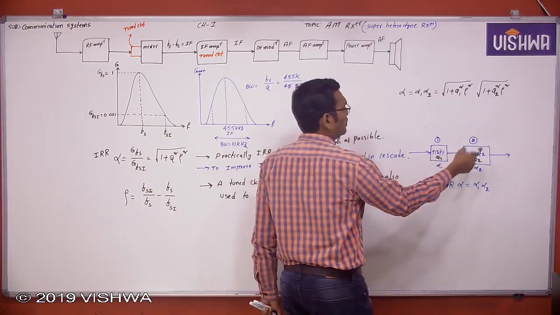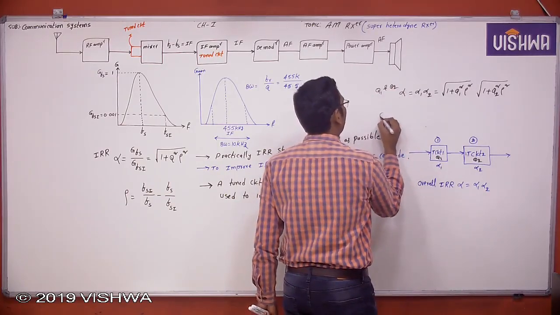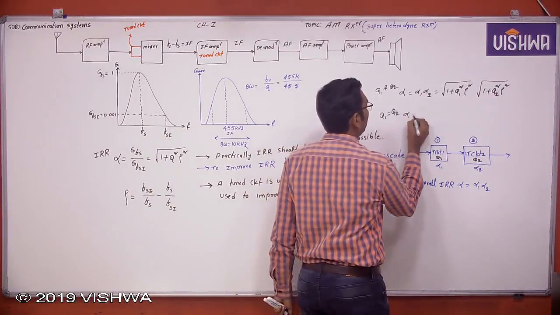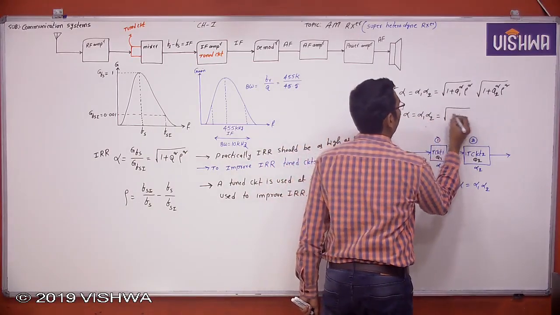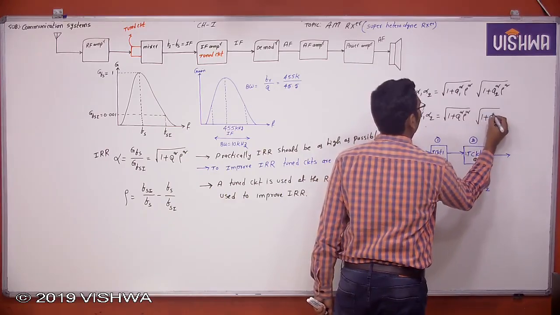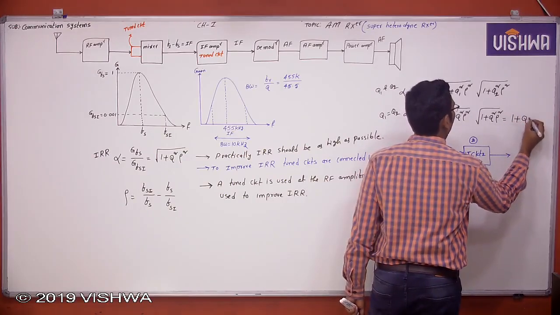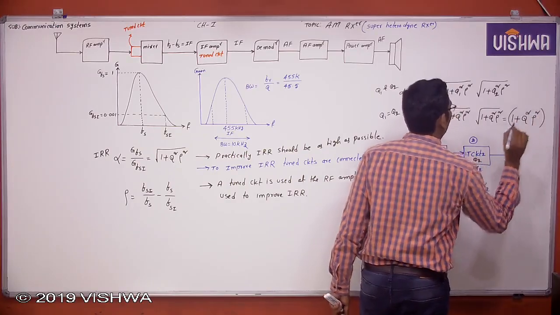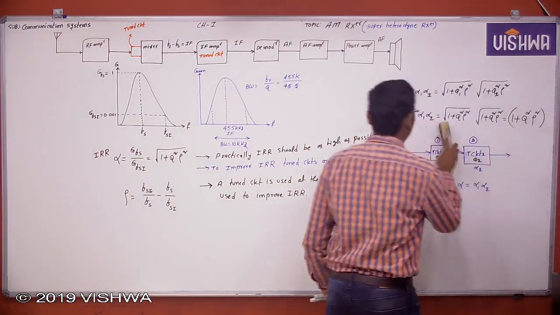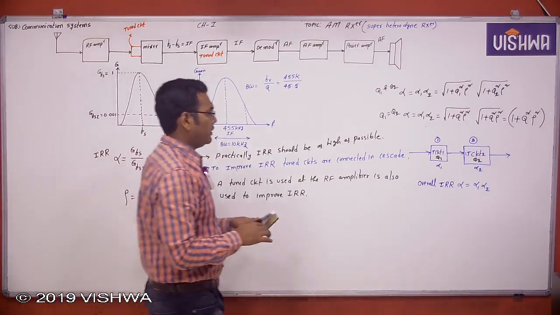Now if Q1 is equal to Q2, if these two tuned circuit quality factors are the same, then alpha, which is equal to alpha 1 into alpha 2, is square root of 1 plus Q square rho square into square root of 1 plus Q square rho square, which is equal to, square root cancels, 1 plus Q square into rho square. Now this is the image rejection ratio.